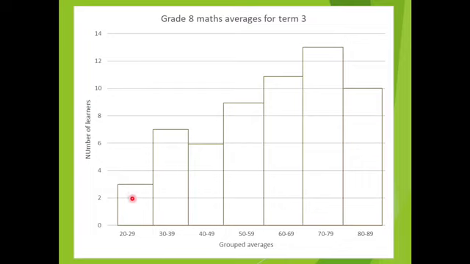So are your bars the same? Do they have spaces in between or do they not have spaces? It's a histogram, so it's not supposed to have spaces. Therefore you'll get 1 mark for not putting spaces. So it's pretty easy, pretty standard.